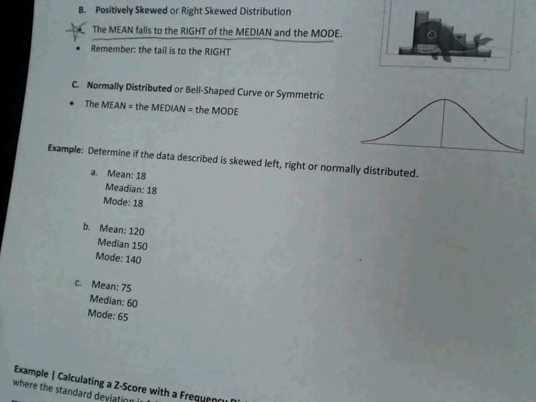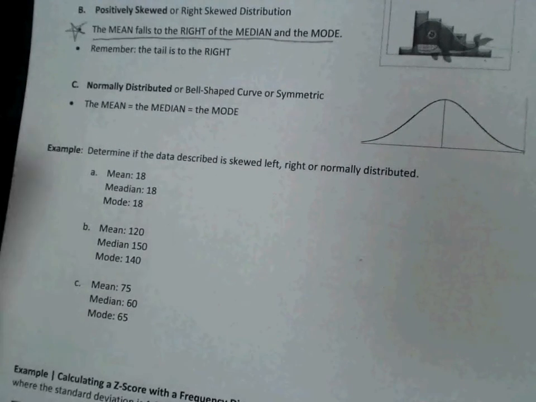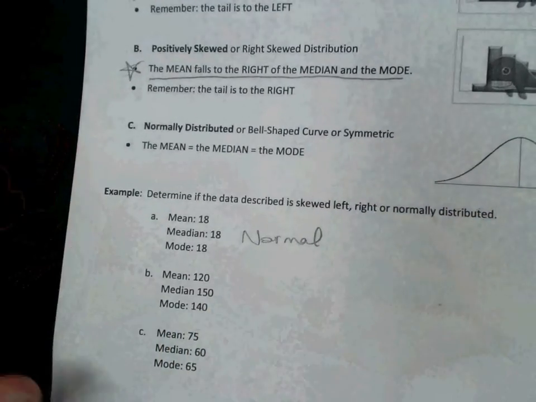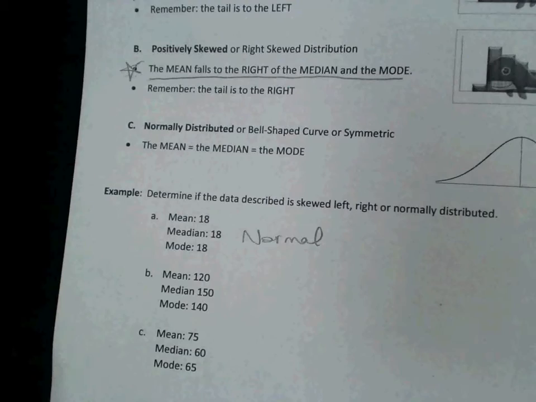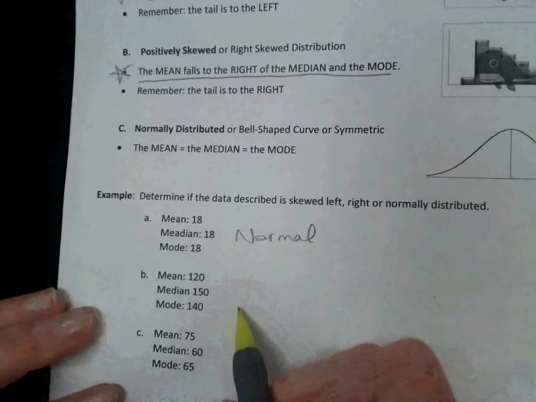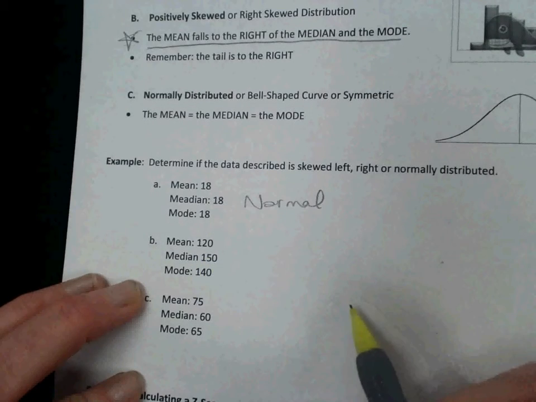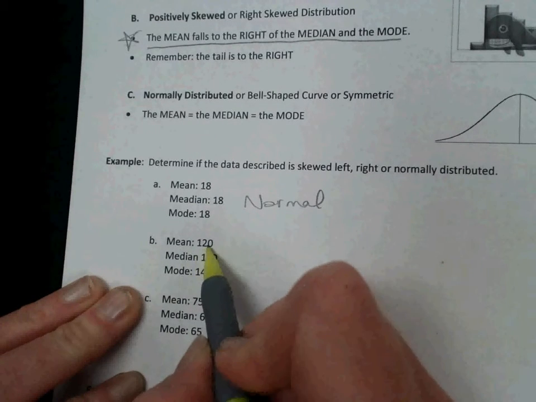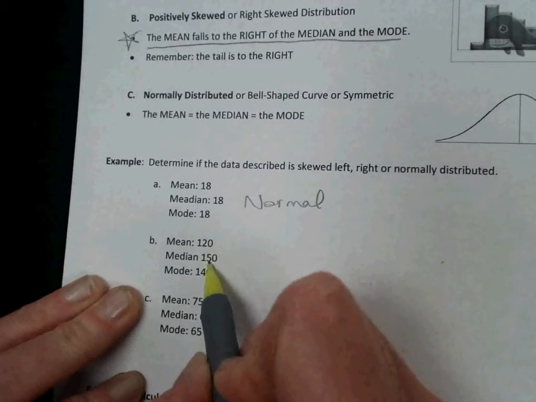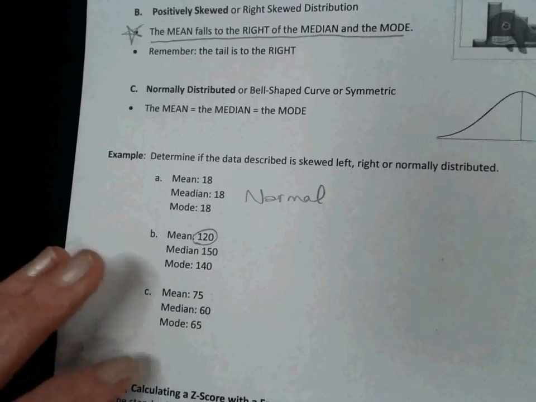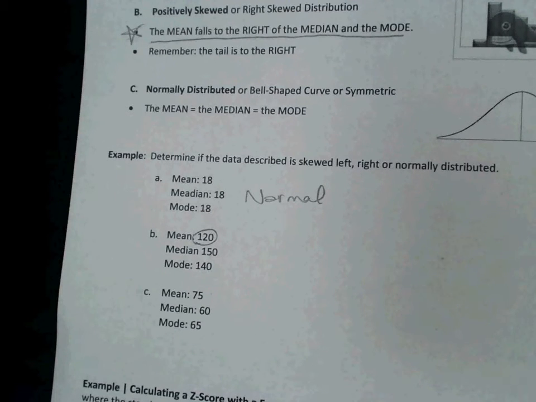A. What is A? Tony Love. You're correct. They're all equal. It's normally distributed. And Karis, did you figure out B? Normal's only going to happen if they're all exactly the same. So we're just kind of looking at the mean and deciding if the mean is smaller than or greater than the mode and the median.